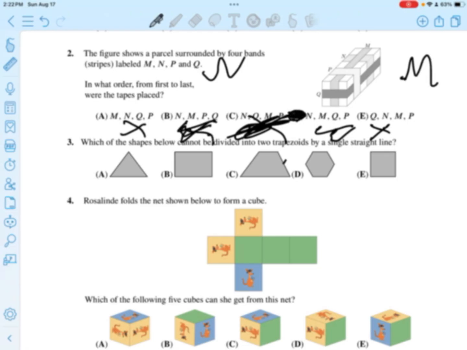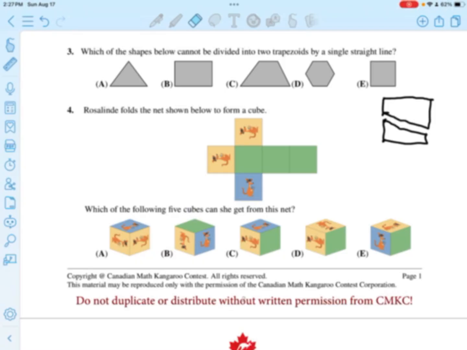In question 3, which of the shapes below could not be divided into 2 trapezoids by a single straight line? In A, it's a triangle, and literally every single way you try, you're never going to get a trapezoid. But let's just see all of the other answers to make sure we're correct. So a rectangle, you might think it cannot be divided into trapezoids, but it can. If you divide it like this, it counts as a trapezoid. So in this trapezoid, it's pretty easy.